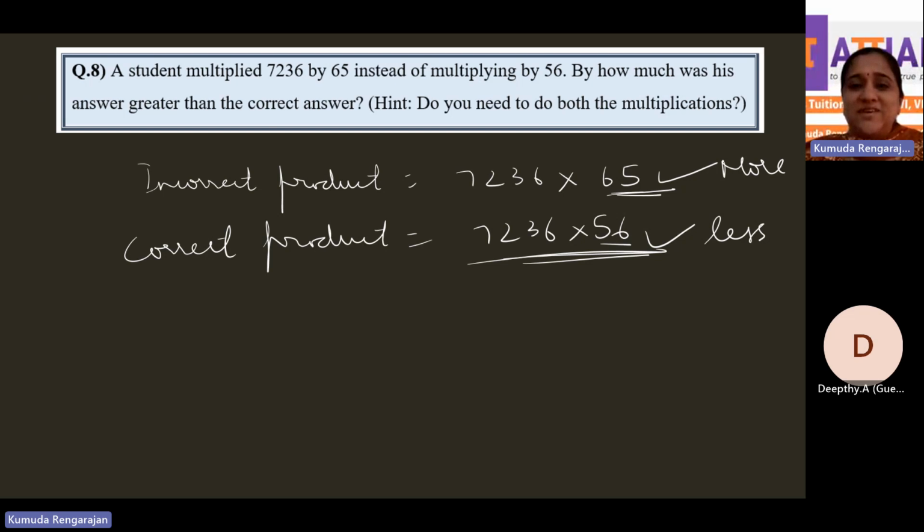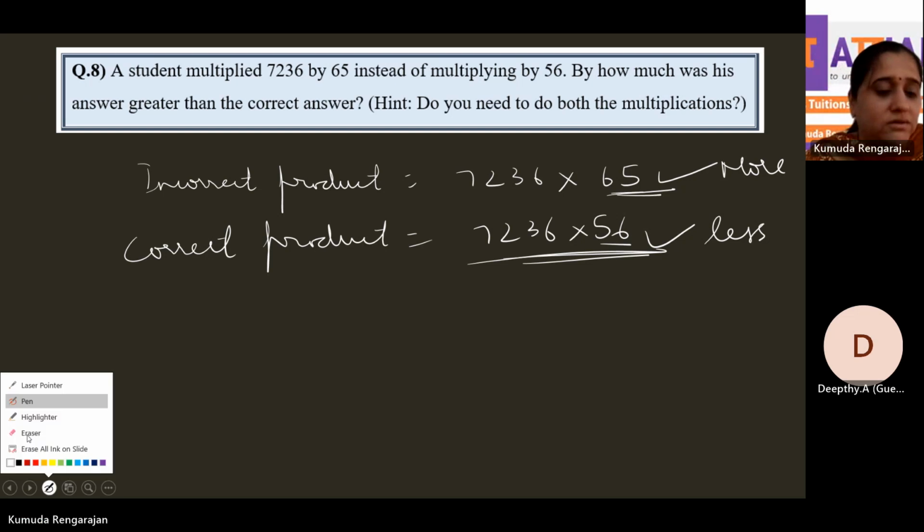Correct. That's why there's a hint given there. Do you need to do both the multiplications? Yes. Okay, that is one way of doing. You're right, Ovia. But you can also do it without performing the two multiplications. All right. So how do we do that?